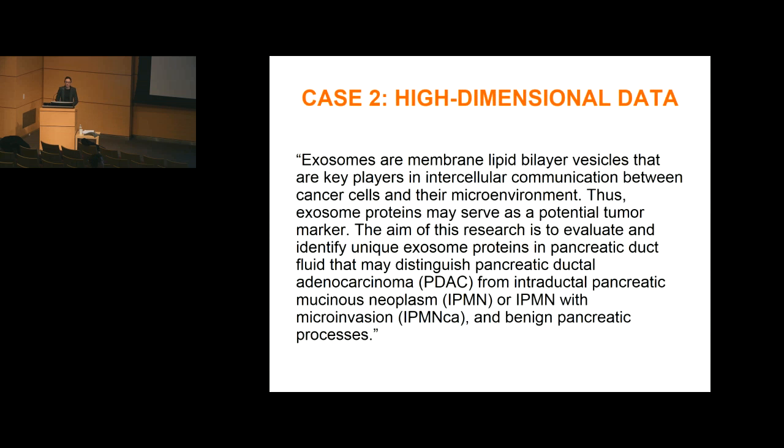So the second example relates to high dimensional data. The aim of this research was to evaluate and identify unique exosome proteins in pancreatic duct fluid that may distinguish pancreatic ductal adenocarcinoma from intraductal pancreatic mucinous neoplasm, or IPMN, with microinvasion and benign pancreatic process.